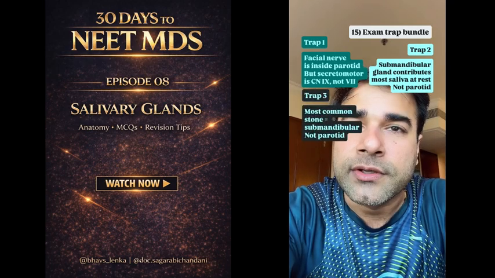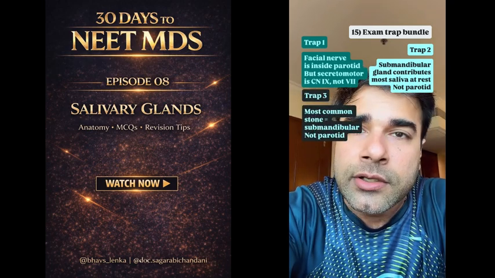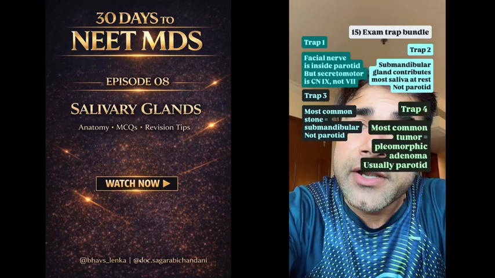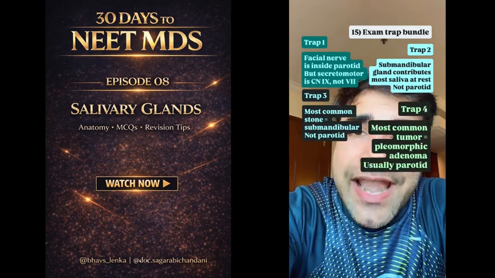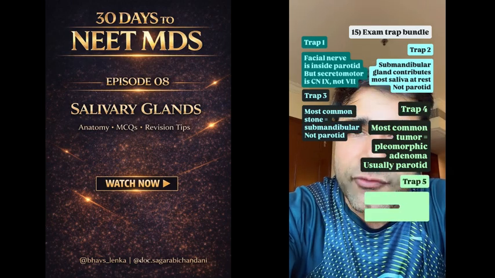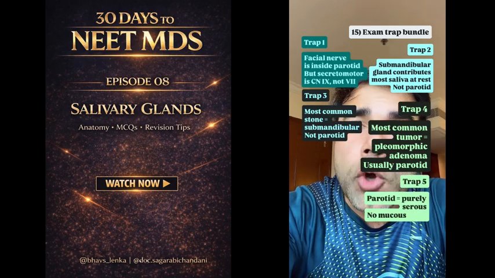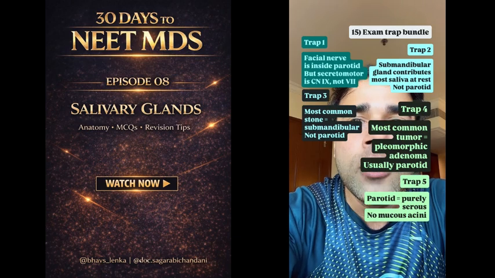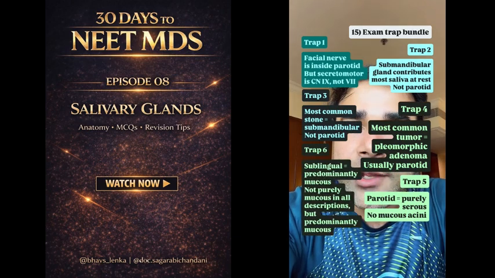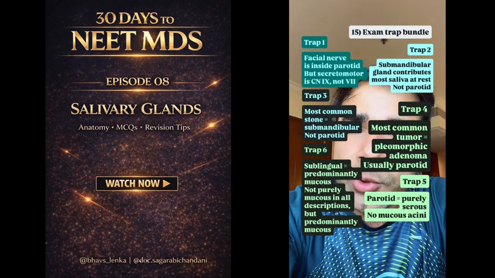Trap 3: most common stone is seen in the submandibular, not the parotid. Trap number 4: most common tumor is pleomorphic adenoma, usually in the parotid. Trap number 5: parotid is purely serous, no mucus acini. Trap number 6: sublingual is predominantly mucus, not purely mucus in all descriptions, but predominantly mucus.